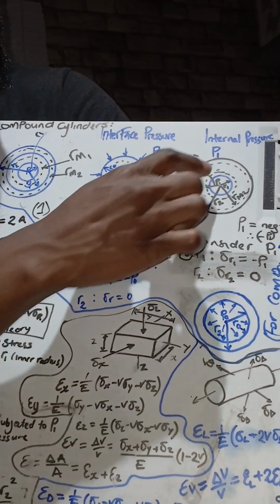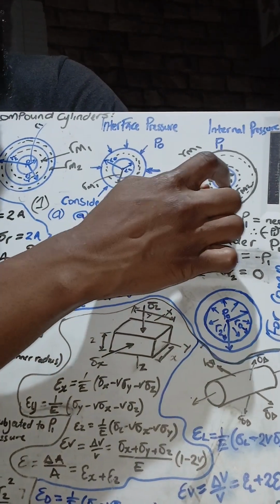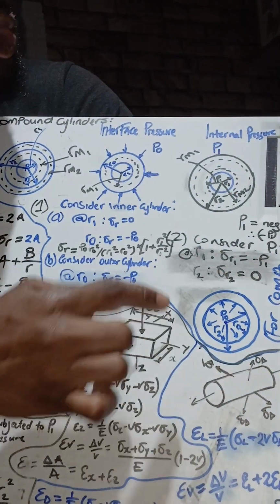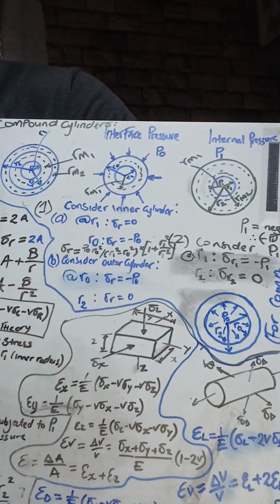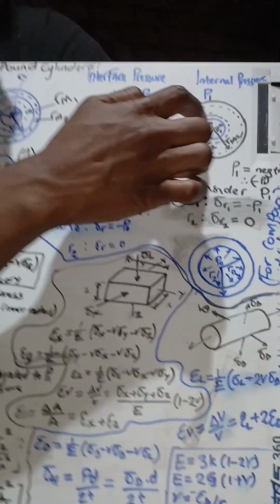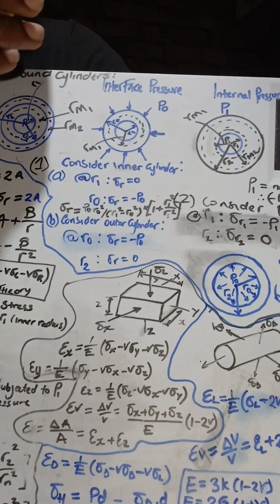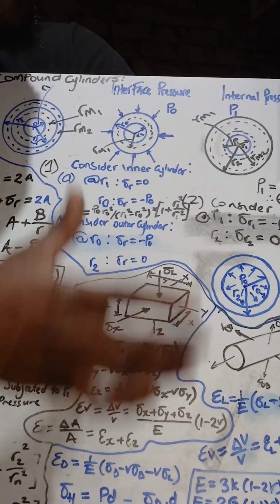In the inner cylinder, when analyzing that one, you're going to say that the radial stress must equal the internal pressure, which is the pressure due to the fluid moving inside, or to the air that is pressured inside. So that is the internal pressure.